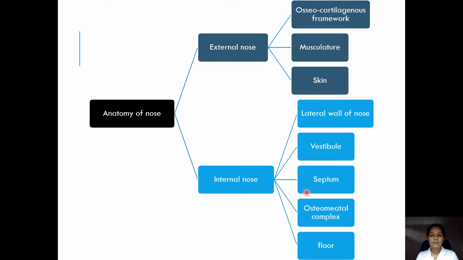So anatomy of nose can be broadly divided for study purpose into external and internal nose. In external nose, we will study osseo-cartilaginous framework, muscles of the nose, which will help in facial expressions, and skin overlying the nose. Internal nose will constitute lateral wall of the nose, vestibule, septum, which is also the medial wall of the nose, osteomeatal complex, floor of the nose, and roof of the nose.